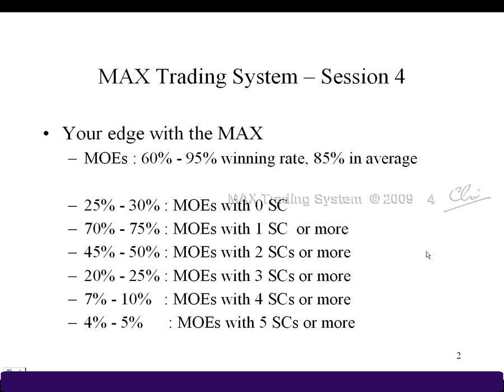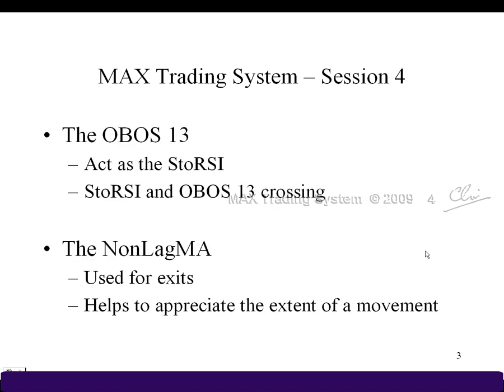What we have seen in the last session: we have seen additional indicators. We have seen the OBOS 13 with the 13 period parameter. We have seen that it acts exactly as the stochastic RSI. It is in fact a stochastic indicator. And we have seen that all the signs given by the STO RSI are also present in the OBOS. An important sign given by the combination of both is the crossing of the STO RSI and OBOS, mainly for exit signals.